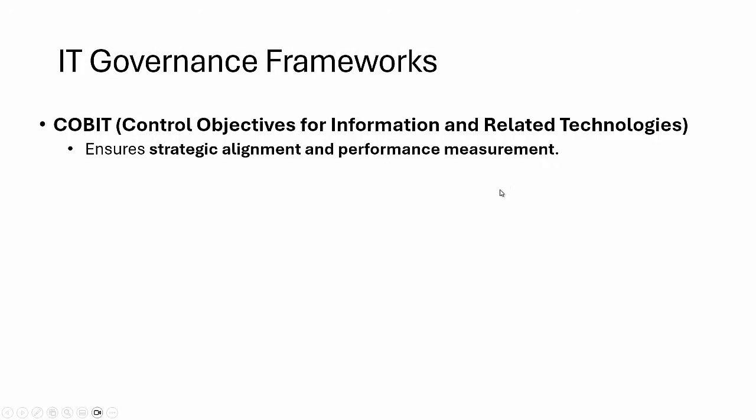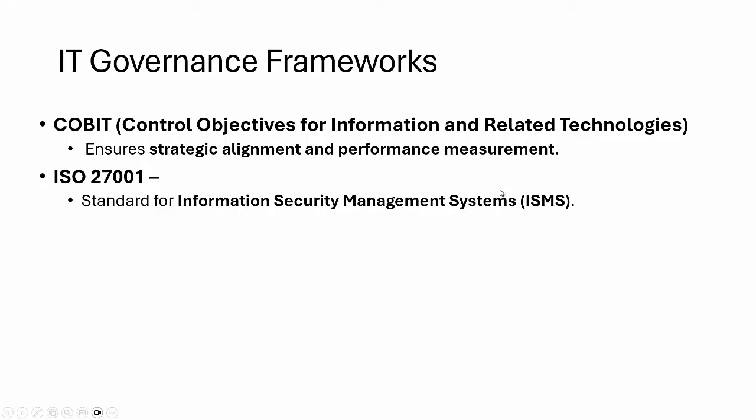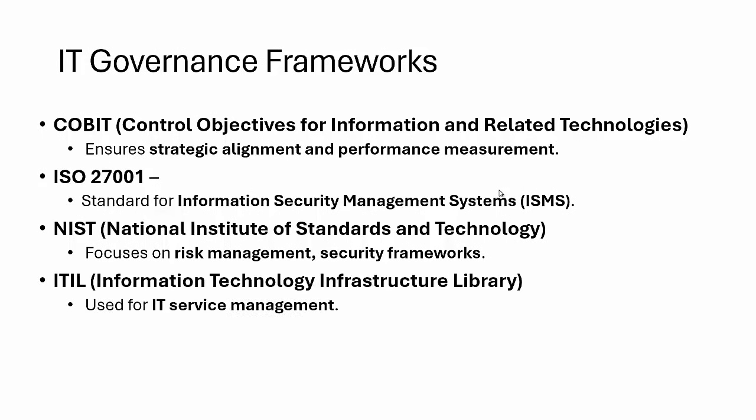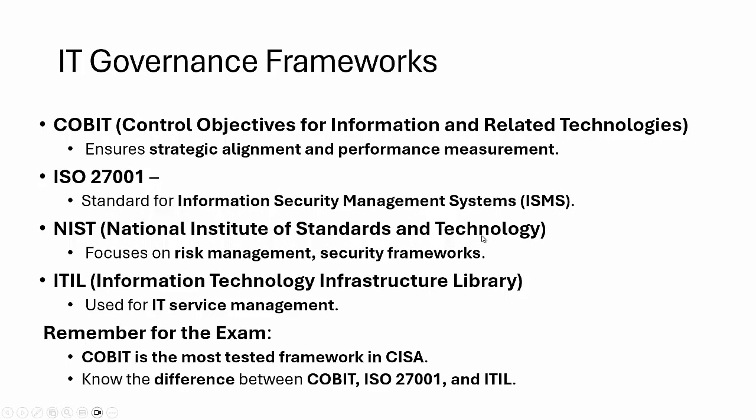Now, the second standard we have is 27001, a dedicated standard for implementing an information security management system in organizations, because information security falls under IT governance. The third is NIST, which focuses on the risk management security framework. And then we have ITIL for service management. COBIT can be tested indirectly because COBIT is owned by ISACA. So you can expect one or two questions indirectly on COBIT. Is it clear? At a high level, you should know it.